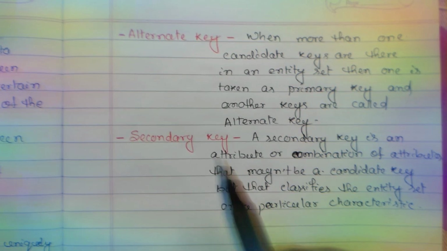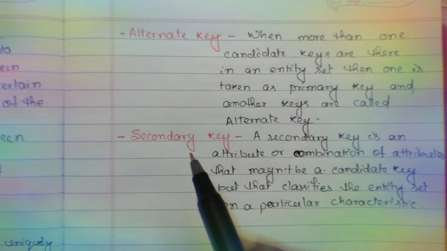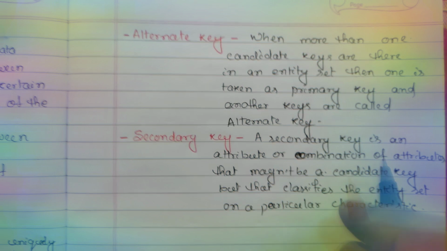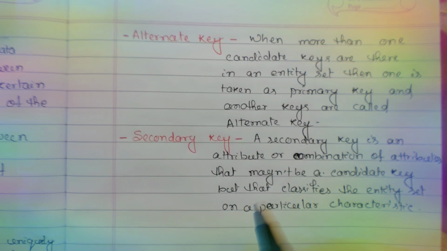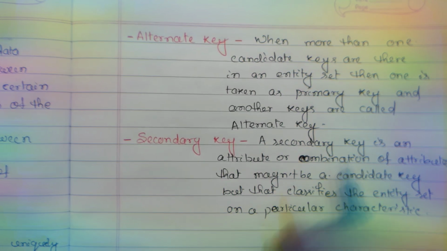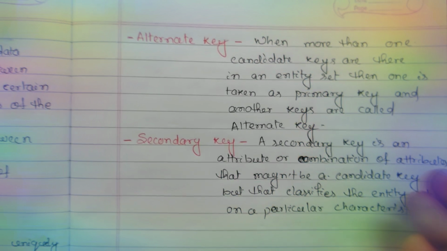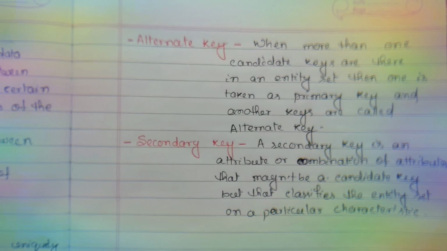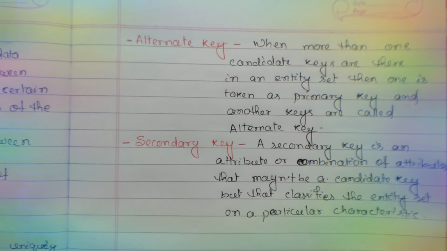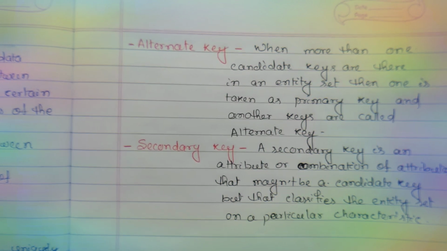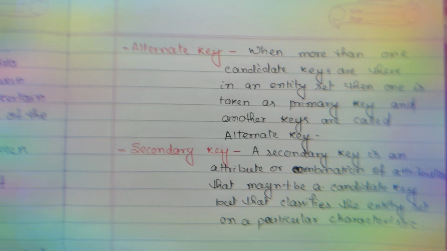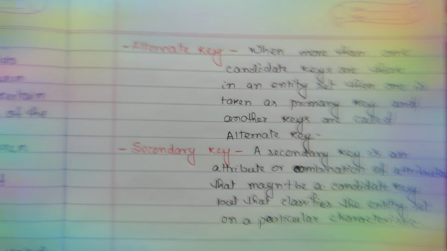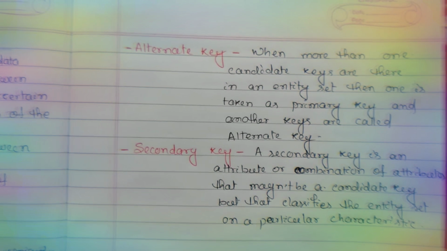So the last type of key is secondary key. Secondary key is an attribute or combination of attributes that may or may not be a candidate key. But that classifies the entity set on a particular characteristic. That means, suppose the department. So departments are different for the employees.